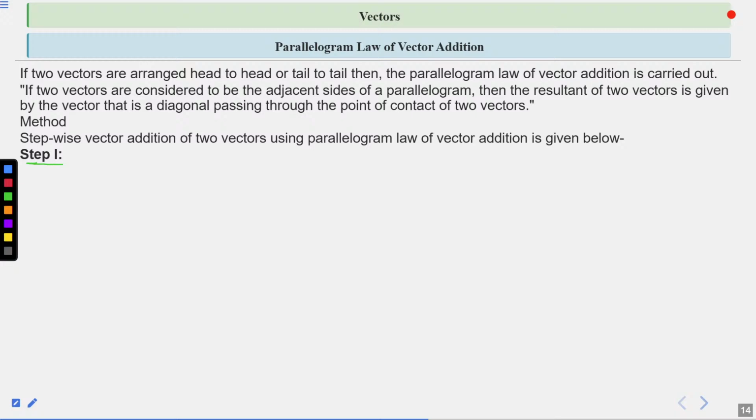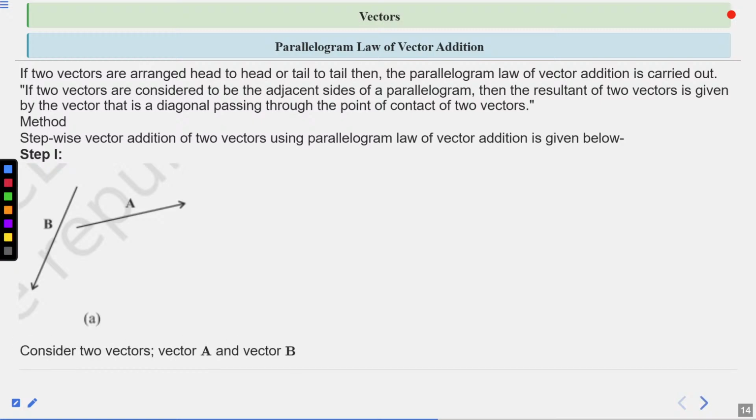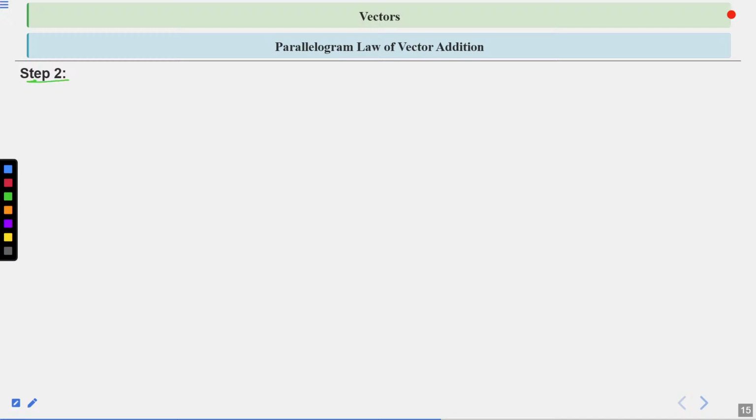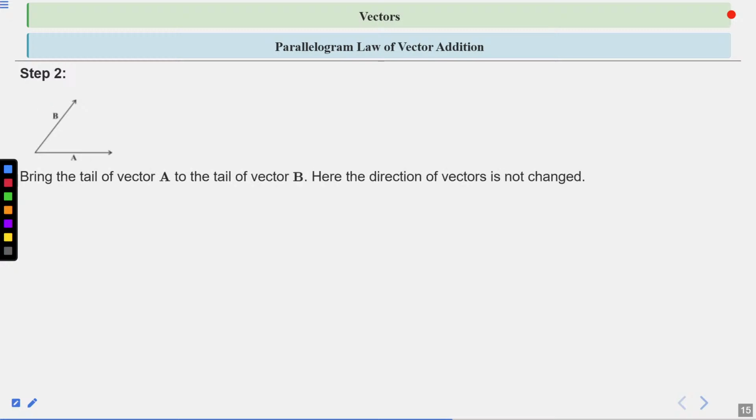So our first step is to consider two vectors. So we have two vectors, vector A and vector B. Now the next step, our second step, is to bring the tail of vector A to the tail of vector B. Here the direction of the vector is not changed.